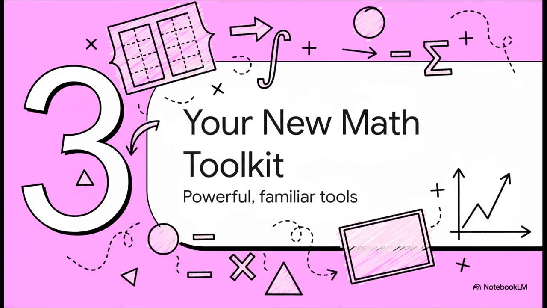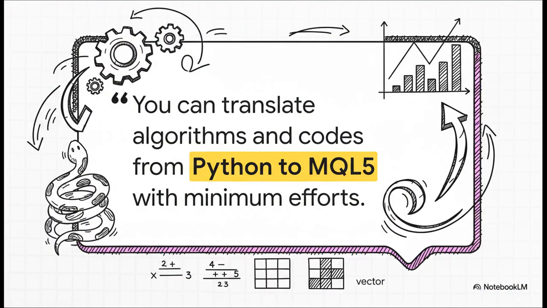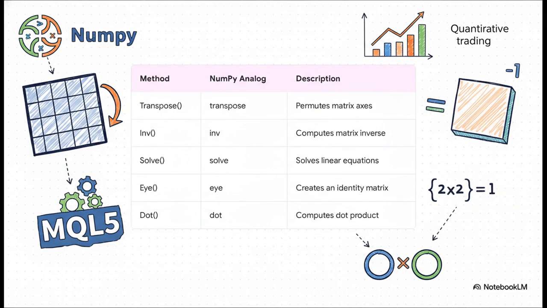Well, you get a whole suite of mathematical functions that are going to feel super familiar to anyone who's ever dabbled in modern data science languages. And hey, don't just take my word for it. Look at this. This is straight from the official MQL5 reference. It says you can translate algorithms from Python with minimum efforts. I mean, that's a massive deal. It basically opens the door for you to bring over this huge body of existing quant research and libraries right into your MQL5 environment.